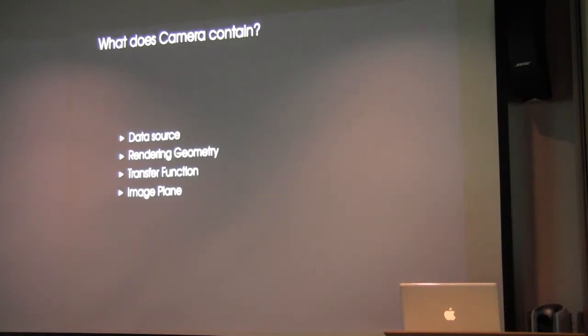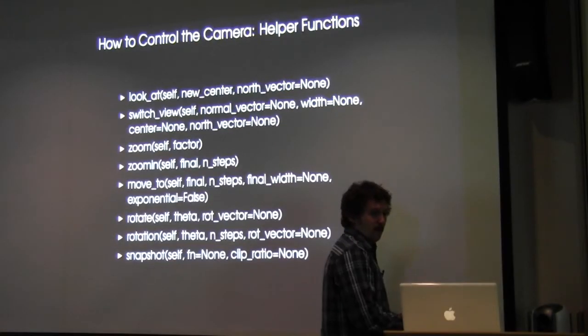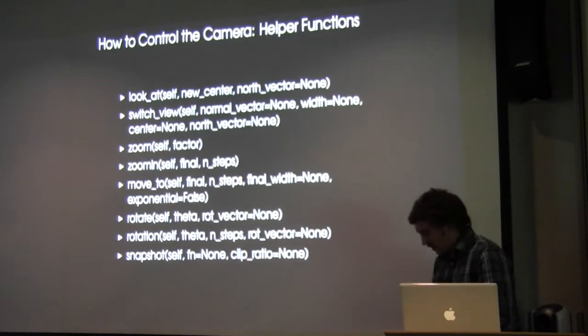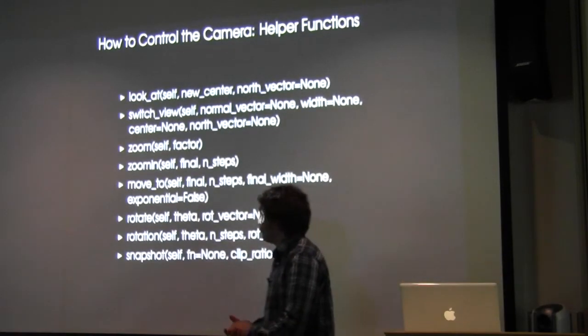So what does the camera contain? What the camera contains is knowledge of the data source, your simulation, the rendering geometry, that is, where are you looking from and where are you looking to. It contains the transfer function that you're going to use while you integrate the volume. And finally, it'll contain the resulting image plane. What does the camera allow you to do? Well, luckily it comes with a bunch of helper functions.